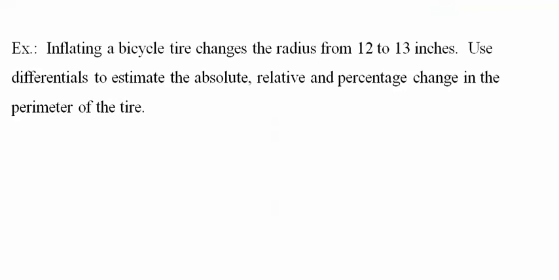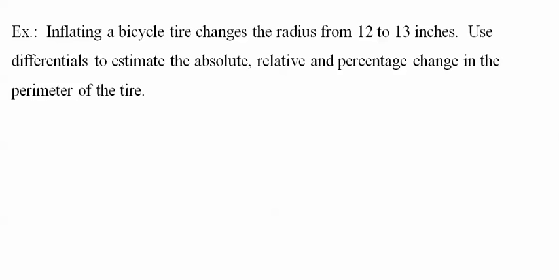So, do it all. Inflating a bicycle tire changes the radius. Use differentials to estimate the change in perimeter. So perimeter is circumference. It's 2 pi r. dC equals 2 pi dr. Notice there's no r in that. A little freaky.